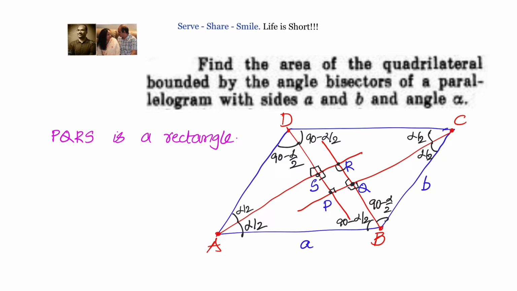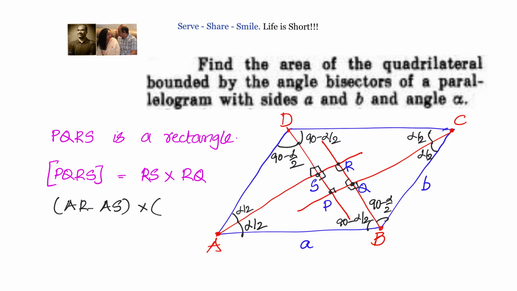Now once we know PQRS is a rectangle, what is the area of a rectangle? Length into breadth. So can I say that the area of PQRS is equal to RS into RQ. Now what is RS? RS is nothing but AR minus AS. Multiply that with RQ, which is BR minus BQ.